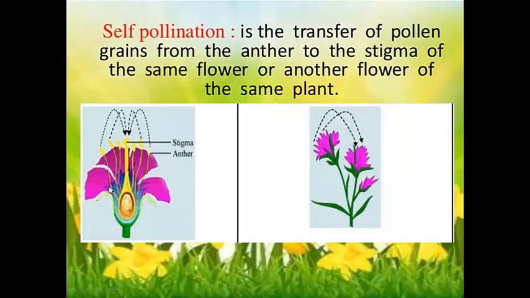Self-pollination means transfer of pollen grain from anther to stigma of the same flower, or transfer of pollen grain from anther to stigma of a different flower of the same plant. This is known as self-pollination.